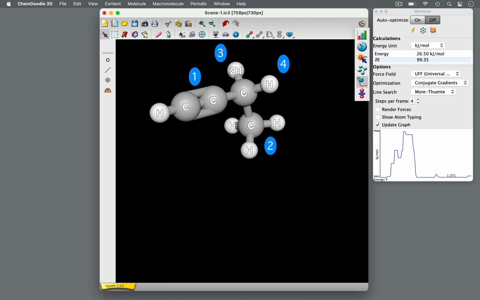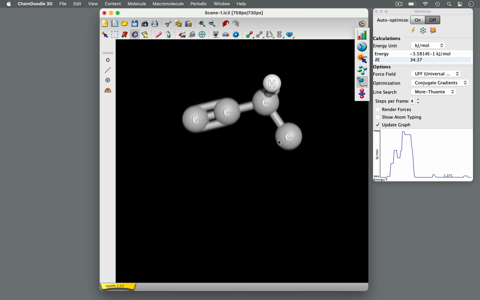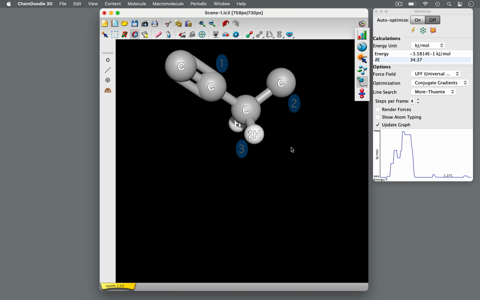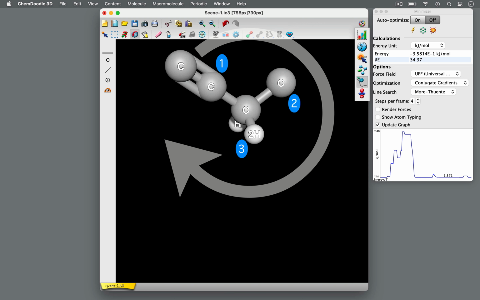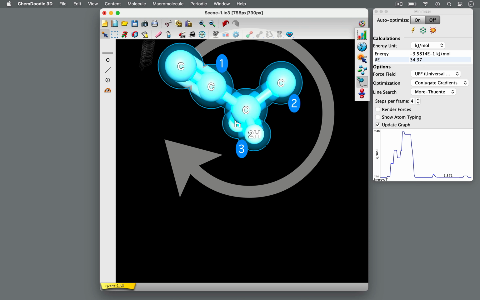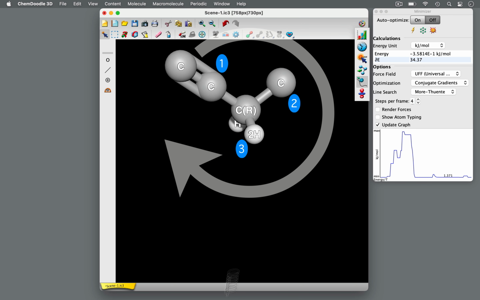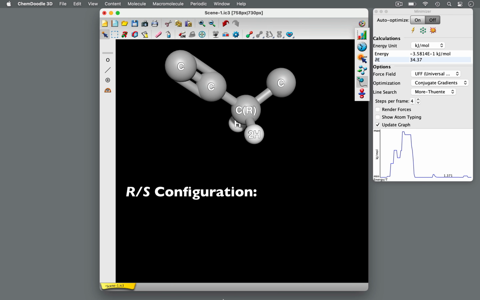With all the groups assigned a priority, let's orient the lowest priority group, the hydrogen, away from us. Drawing an arc from priority group 1 to 2 to 3, we see that the arrow direction is clockwise. This stereocenter is R. The RS system is an unambiguous and systematic method of determining absolute configuration of molecules.